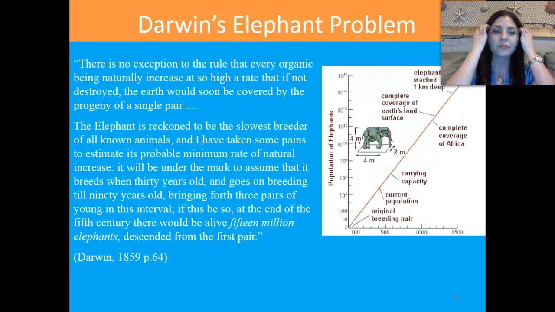So Darwin's elephant problem. There was no exception to the rule that every organic being naturally increased at so high a rate that if not destroyed, the earth would soon be covered by the progeny of a single pair. The elephant is reckoned to be the slowest breeder of all known animals, and I have taken some pains to estimate its probable minimum growth of natural increase. It will be under the mark to assume that it breeds when 30 years old and goes on breeding till 90 years old, bringing forth 3 pairs of young in this interval. If this be so, at the end of the 5th century, there would be alive 15 million elephants descended from the first pair. This excerpt was taken from one of Darwin's pages.